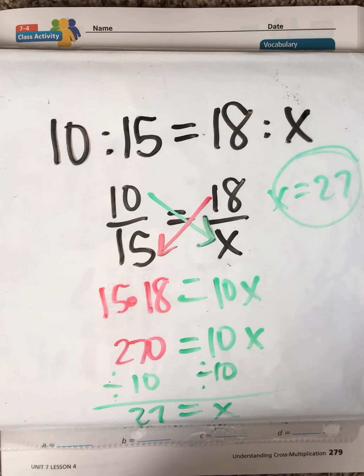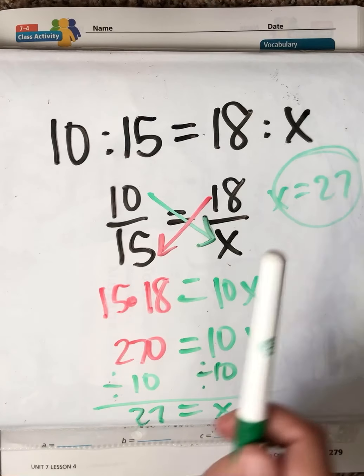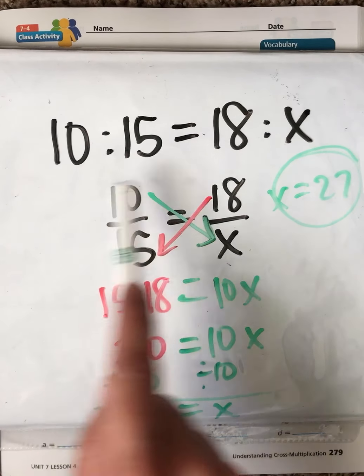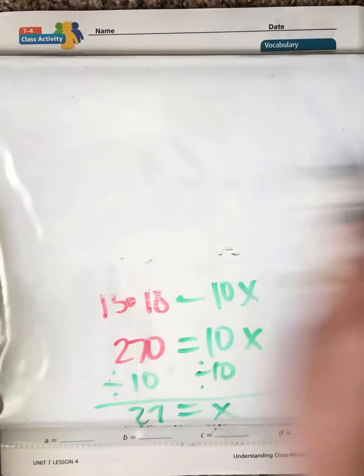But anyway, the whole point of that quick whiteboard problem was to show you that if you start out with a ratio with the colon, those two dots, the way you turn it into a proportion with fractions is that your first number becomes your numerator, your second number becomes your denominator. All right, so we're going to use that information to crunch a bunch of numbers.